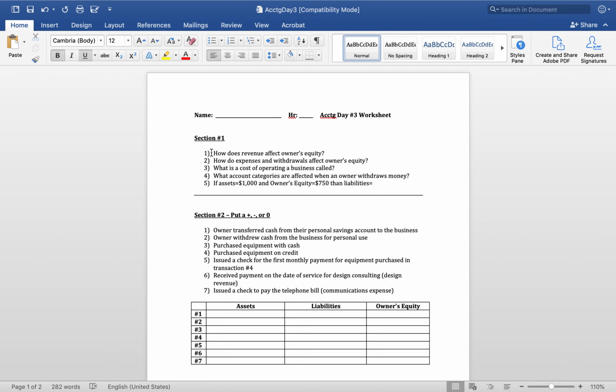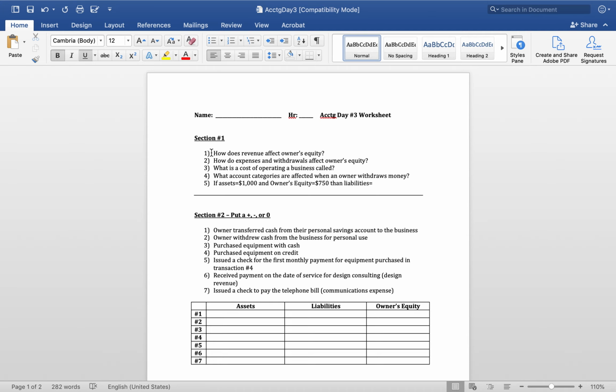Remember, accounts receivable is an asset that is for a service or a product that has not been paid for but has already been rendered. And so that will positively affect assets and it will positively affect owner's equity. So assets go up, owner's equity goes up. Just depends if it was accounts receivable or if it was actually cash.